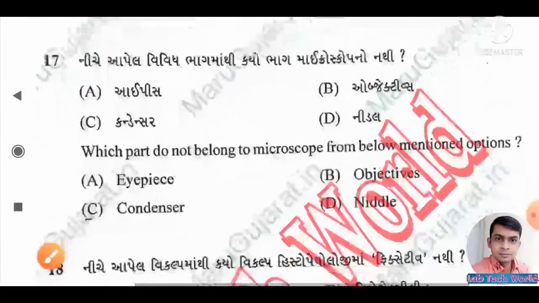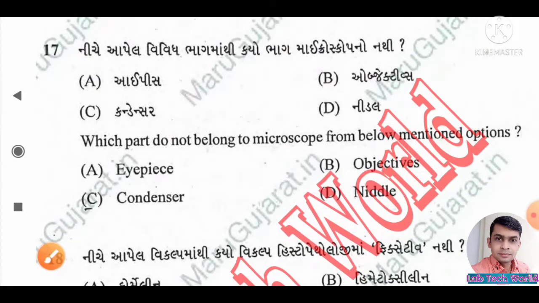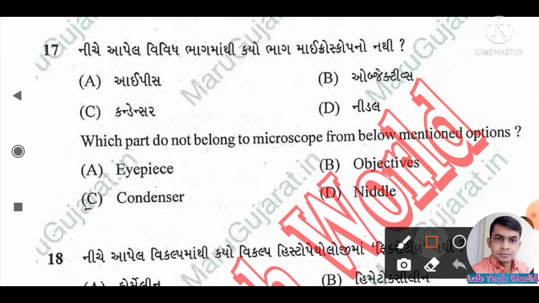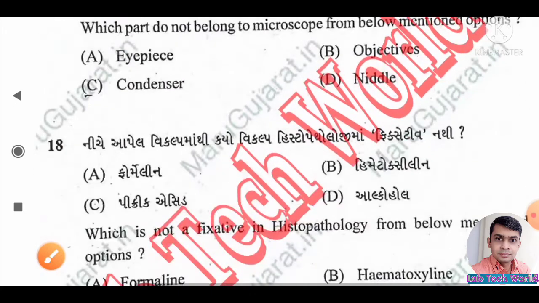Move to the next question, number 17. Which part does not belong to microscope from below mentioned options? Options A eyepiece, B objectives, C condensers, D needle. Very easy question. All of you can answer it. The correct answer is D, needle is not a part of the microscope. So option number D is the correct answer for this question.